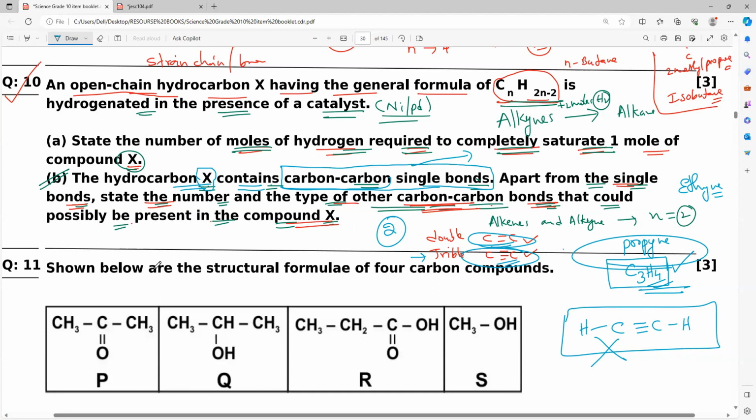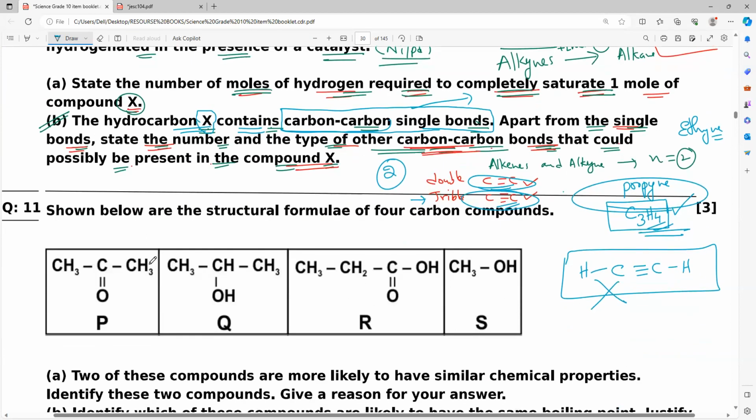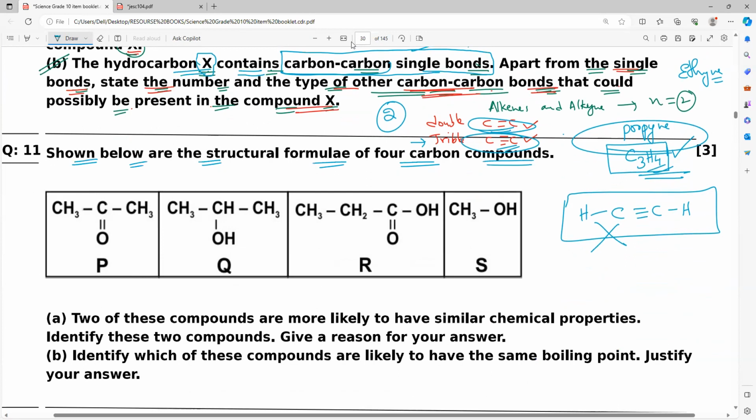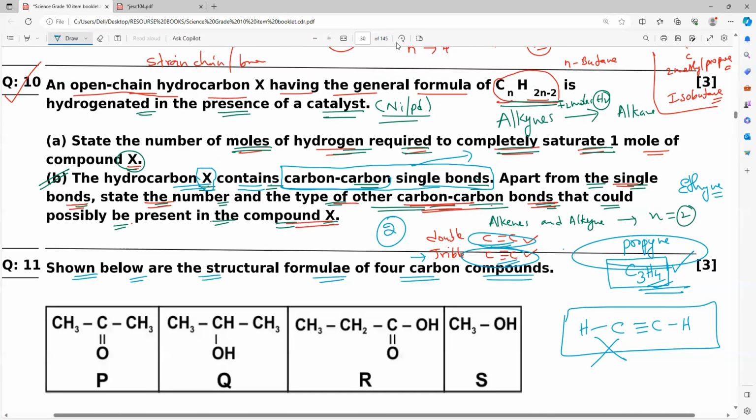Next question. The next question is also not an easy question, it's a very important question. You can see that. Shown below are the structural formulas of 4 carbon compounds. In this question number 10, if anybody wants to ask me anything, you can ask me. I'm ready to answer.